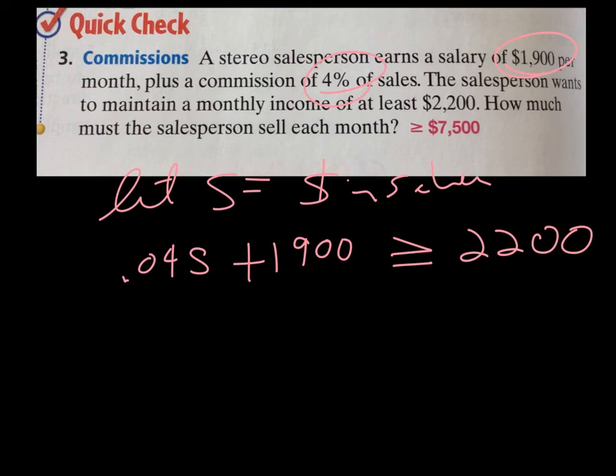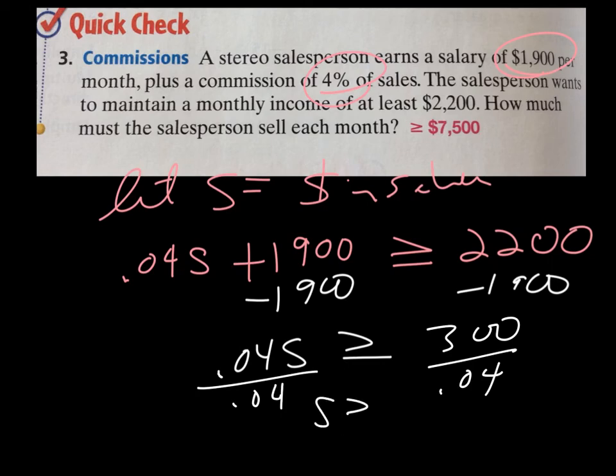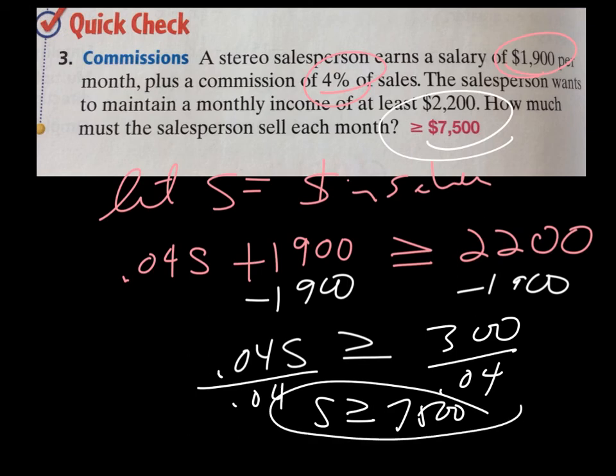Obviously, we're going to subtract that 1,900 from both sides. So we get 0.04s is greater than or equal to 300. Now we're going to divide off 0.04. Whatever method you want to use, but 300 divided by 0.04 is greater than or equal to 7,500. There we go, $7,500. $7,500 in sales. That's what that means.